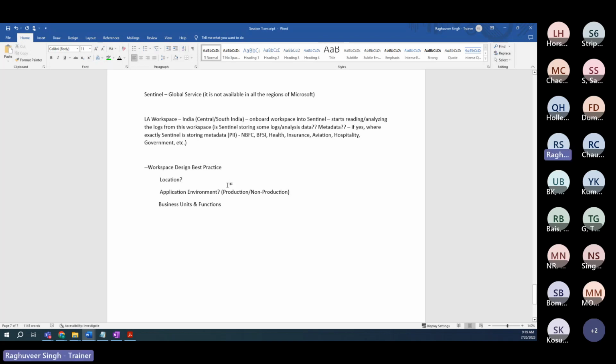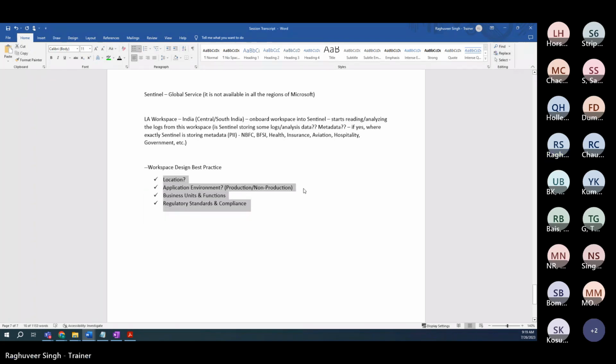Or should I be deploying my workspace, or designing my workspace, based on regulatory standards and compliance, keeping regulatory standards and compliance in the picture? So what should be my design strategy? I'm saying, what is my key decision vector? This is what you need to ask.